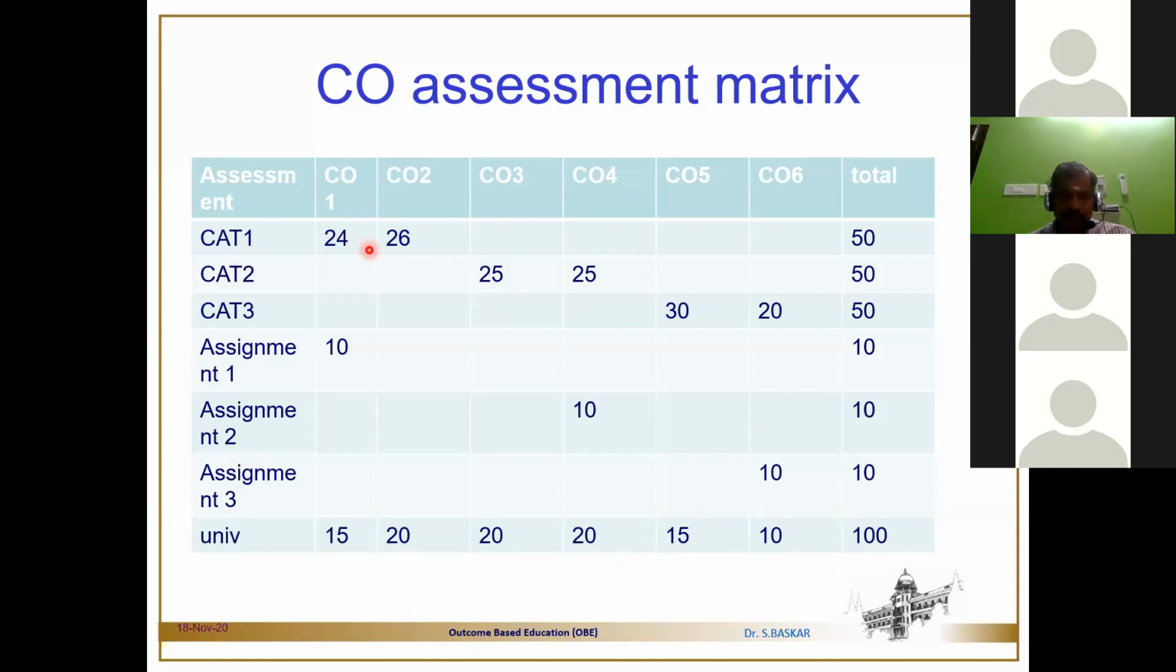Let us take CAT 1 examination. It is going to be conducted for 50 marks. The distribution of mark between CO1 and CO2 will be 24 and 26. All of you just take this point. CAT 1 is conducted for 50 marks, covering only 2 COs, 24 and 26.